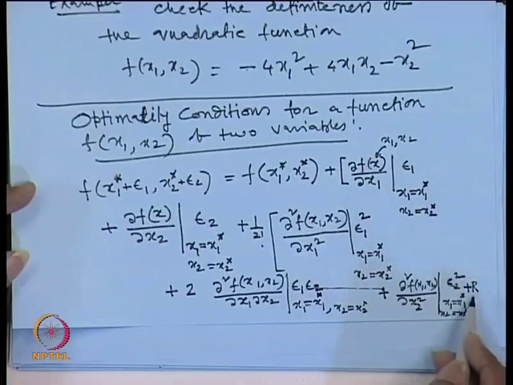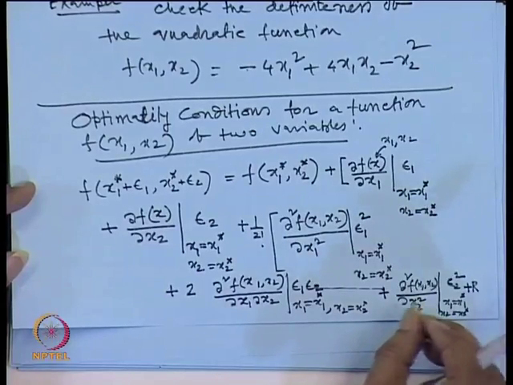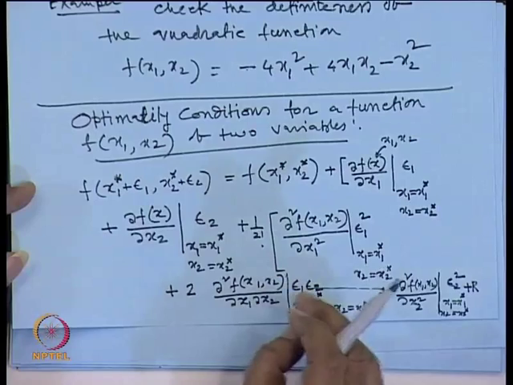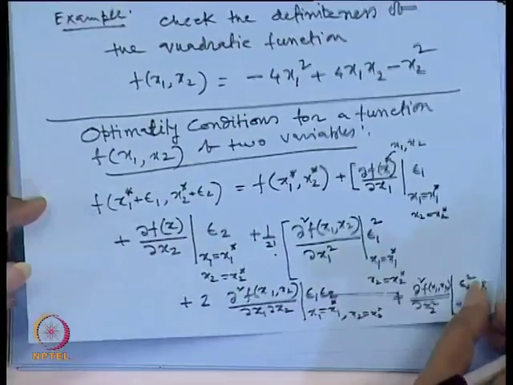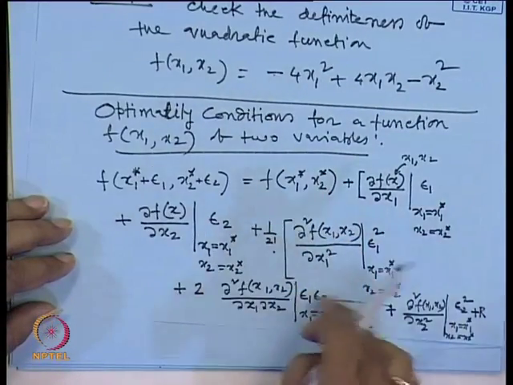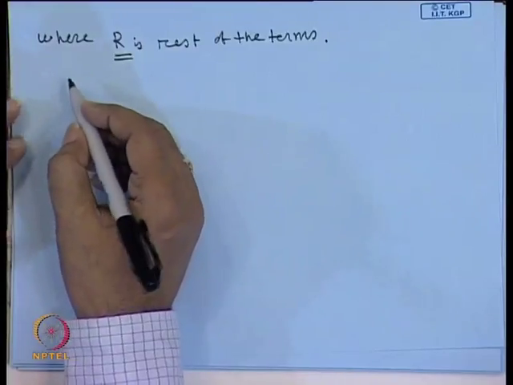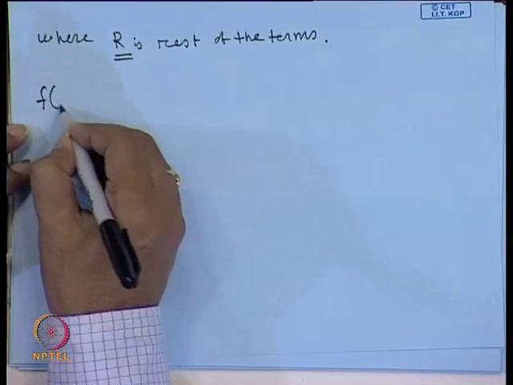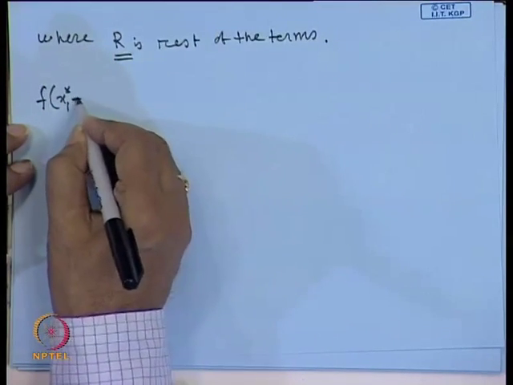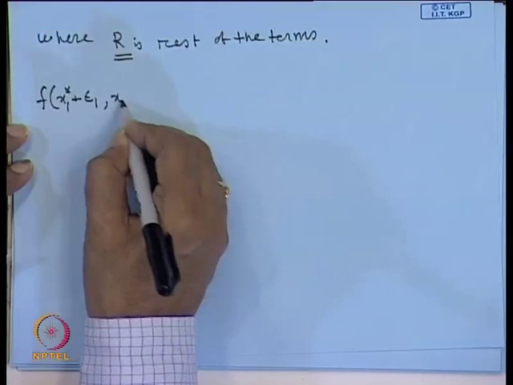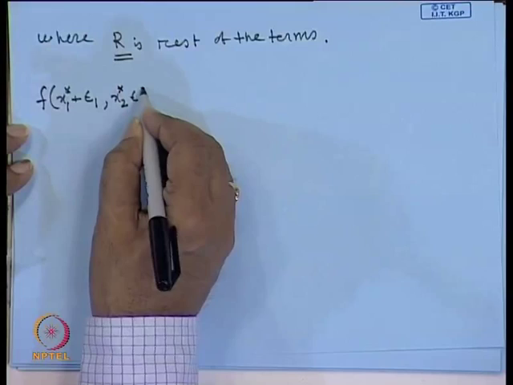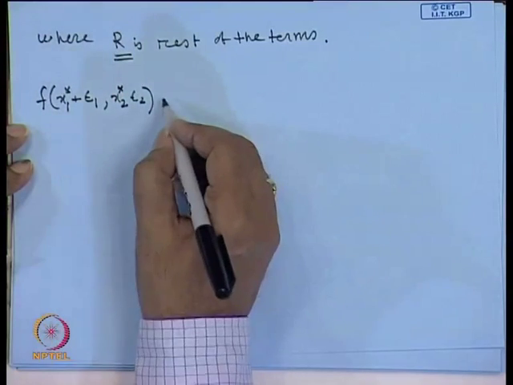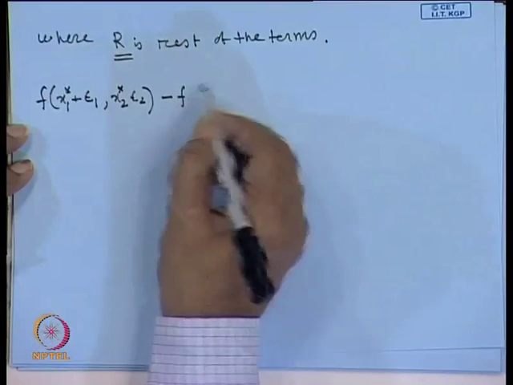This quantity R is very small, provided that the perturbations from x1 star or x2 star, which is the optimum point of the function, are small. Then this is small compared to the first order, second order terms, all these things. So, now let us see these things. We are writing our original function f of x1 star plus epsilon 1, x2 star plus epsilon 2. Okay? And this f of x star, I am keeping in the left hand side.